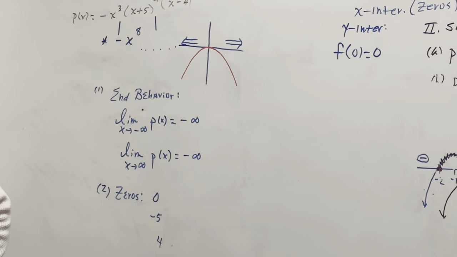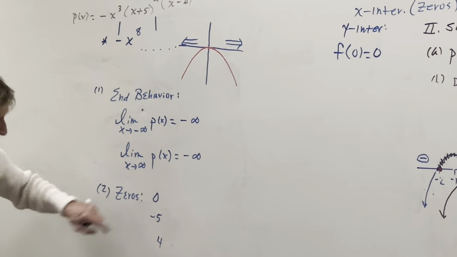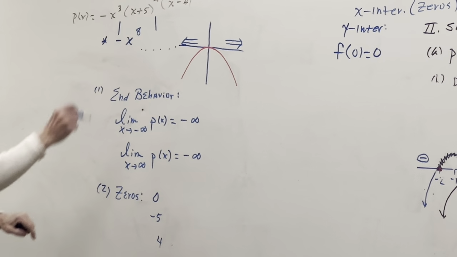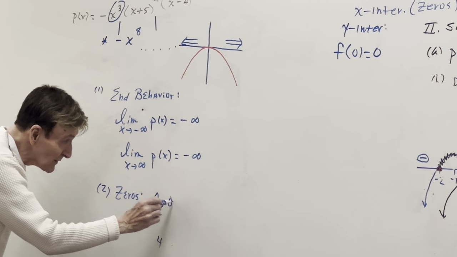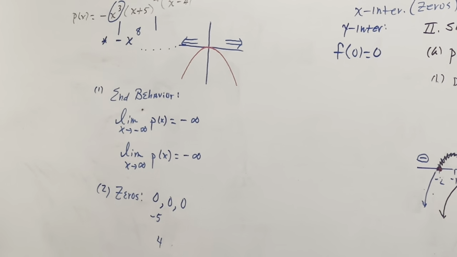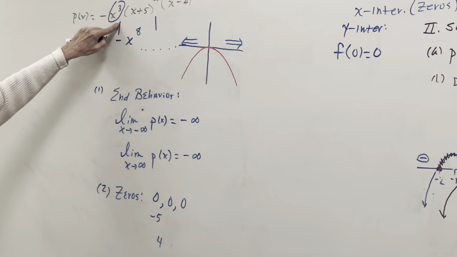Tell me something else about that. 0 is 0, and it came from this factor. What does that tell you about 0? Could I say, based on what we did, that 0 is supposed to show up 3 times? We just listed it once, but it's supposed to be really 3 times.